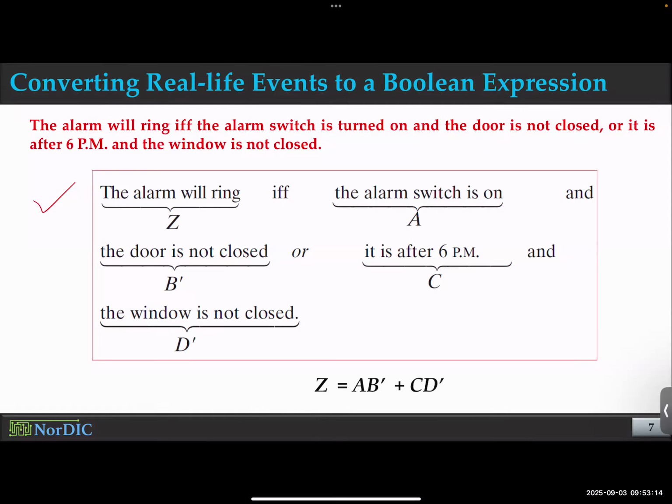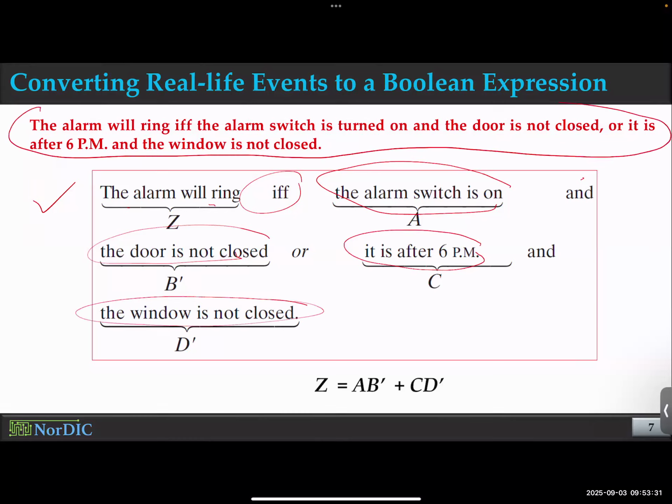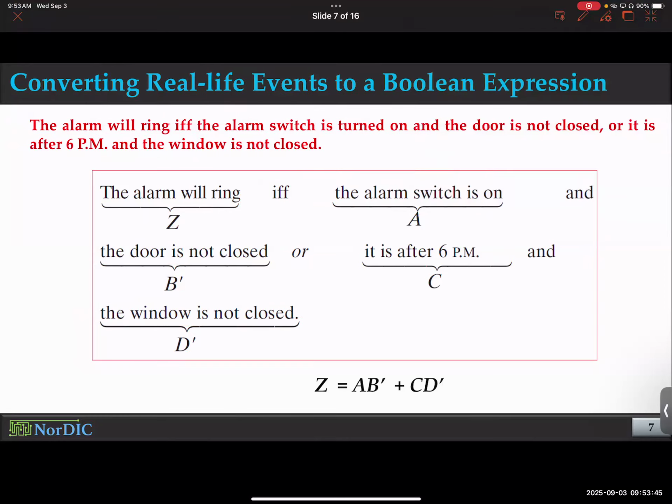So this is a sentence. The alarm will ring if and only if, like this represents exclusivity, like there is no other exception, the alarm switch is on and the door is not closed, or it is after 6 p.m. and the window is not closed. So basically this was the sentence. What we are learning to do is express our regular real life sentences into Boolean expressions, because that's where engineering comes in.